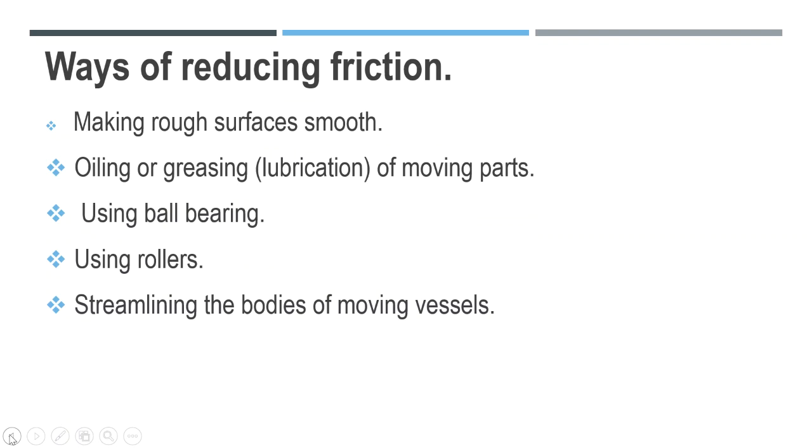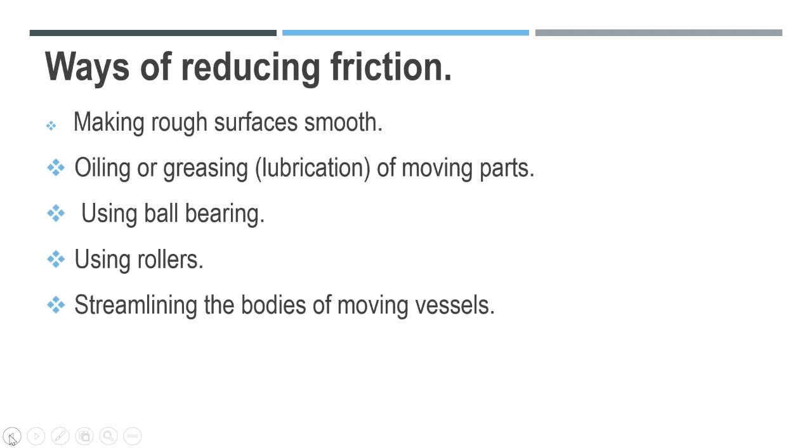We are going to look at ways of reducing friction. We have making rough surfaces smooth, oiling or greasing, lubricating of moving parts, using ball bearings, using rollers, and streamlining the bodies of moving vessels. Let's look at them now. First, making rough surfaces smooth. Then oiling or greasing, lubricating of moving parts.